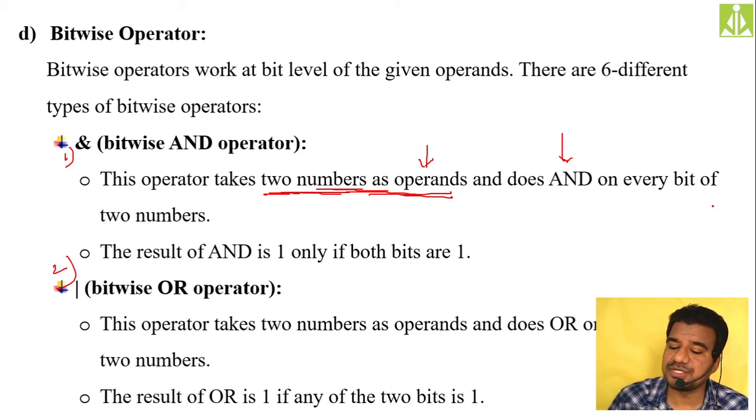It will perform the operation on every bit of two numbers. The result of AND is 1 only if both bits are 1. So this is the only thing which we have to remember. The result will be 1 if both bits are 1.